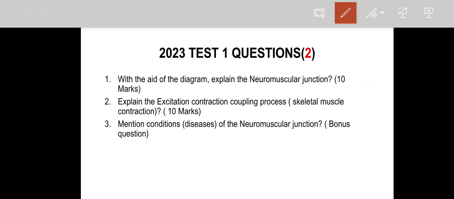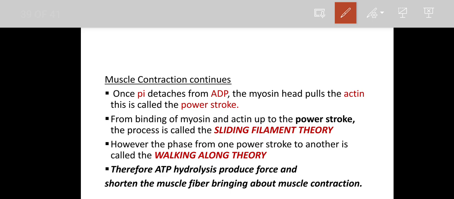Okay, so now let me finish. Once phosphate detaches from ADP, the myosin heads pull the actin. If it was from the left, then it's moving it towards the right. The one which is at the end of the Z line at the right, the myosin is going to move that actin towards the left. We are moving everything towards the M line. So the myosin heads pull the actin. This is called the power stroke.